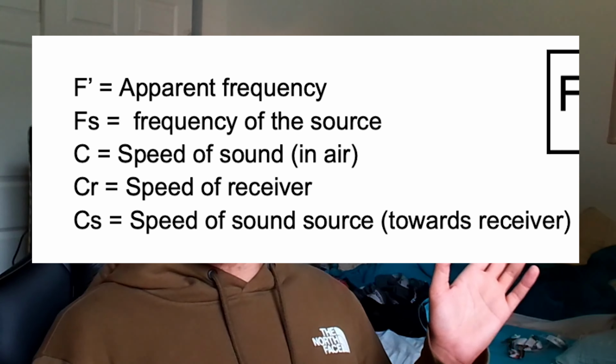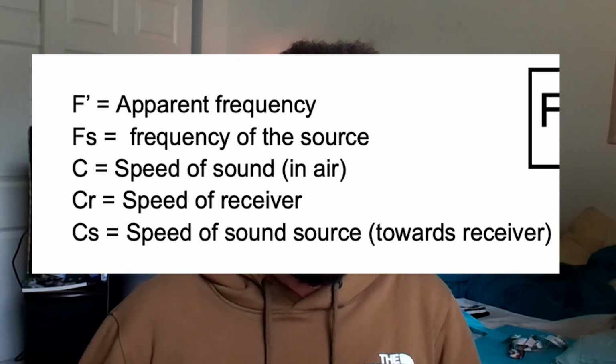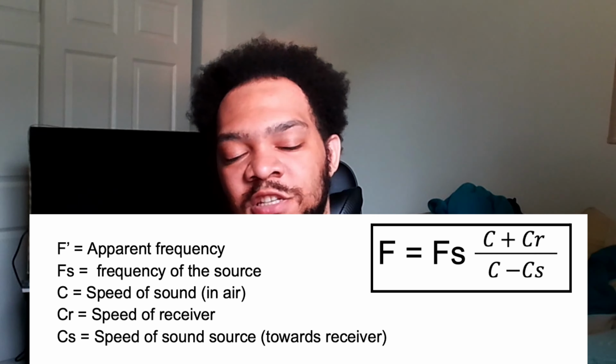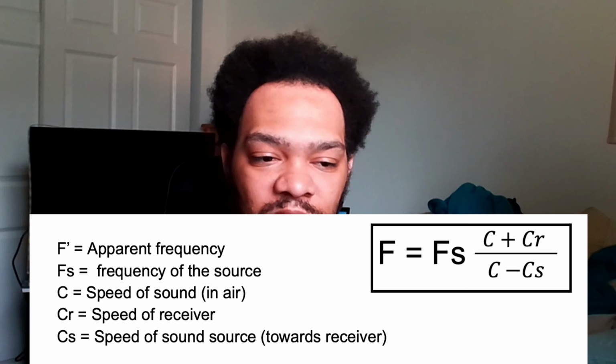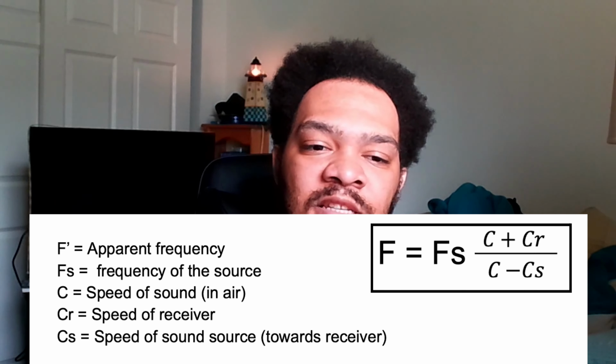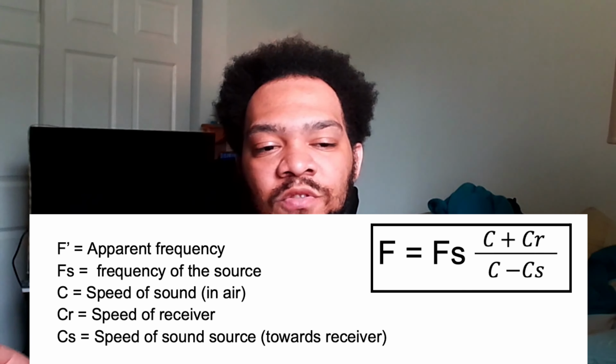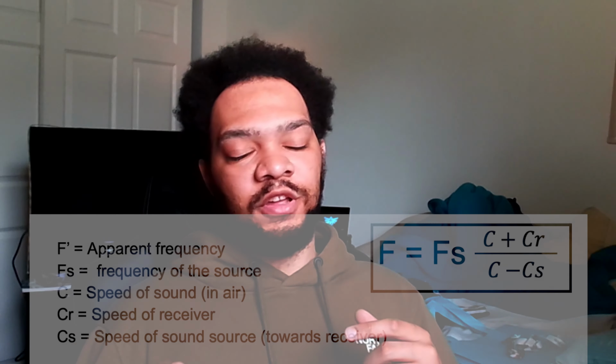Don't worry, I have a list right here of what those letters mean, and I'm going to go over it with you. F is the apparent frequency. That's the frequency you're receiving that you're trying to figure out. Fs is the frequency of the source. So let's say you hear a train coming and it's blaring its horn. The horn from the train is blaring a frequency of around 1000 hertz. Let's say that for an example. That's what you're going to put for Fs.